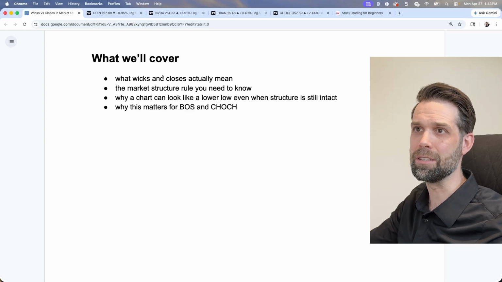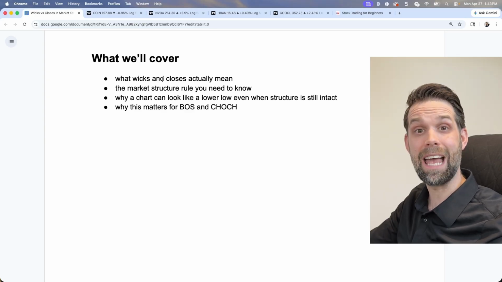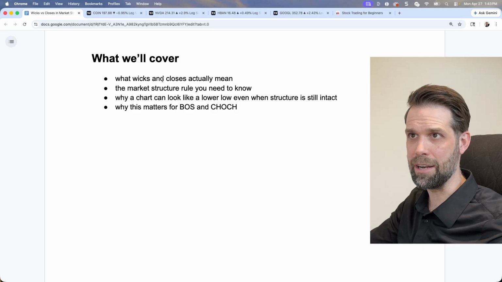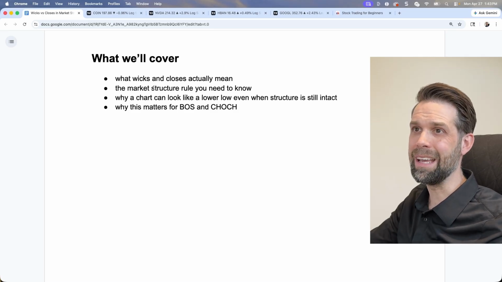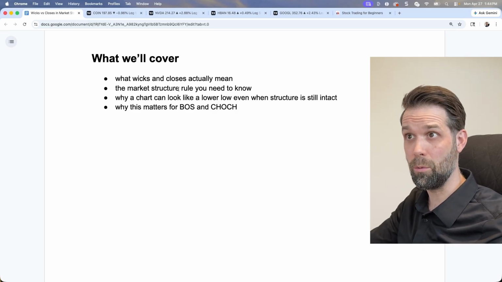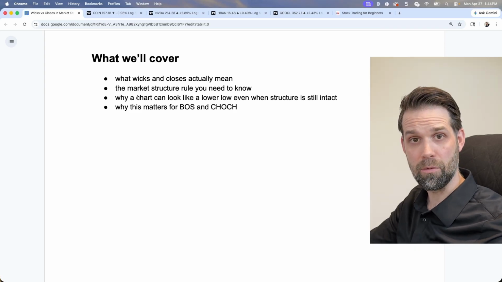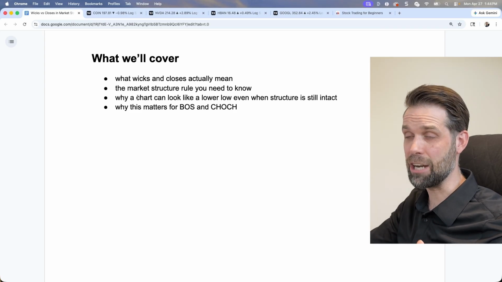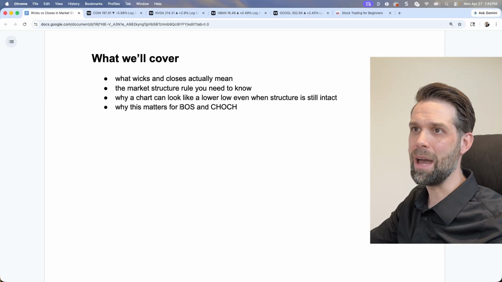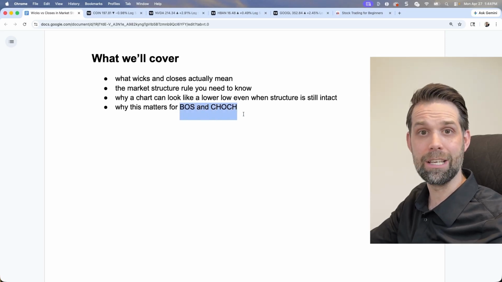So what we're going to cover is what wicks and closes actually mean in relation to the candles and market structure, and why and how it applies to this rule that we're going to follow, why a chart can look like a lower low is forming when market structure is actually still intact, and why this matters for things like a break of structure and a change of character.